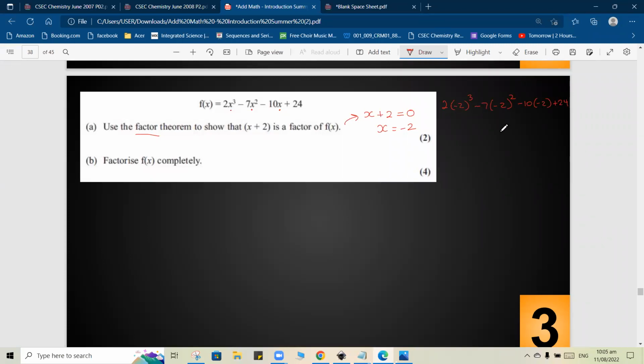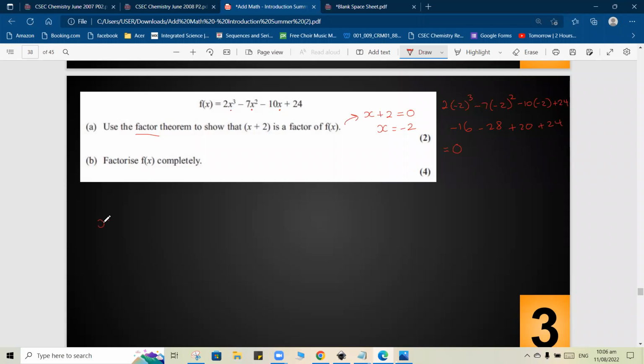Right, so when you work this out, let's hope we get 0. Minus 2 cubed is minus 8. We'll get minus 16. Minus 28 plus 20 plus 24. Right, so I believe we're going to get 0 there. I'm going to double check it on my calculator. Yep, we get 0 when we work this out. So yes, it is a factor. And you all know what to do from here.